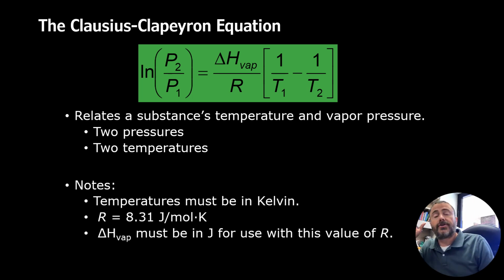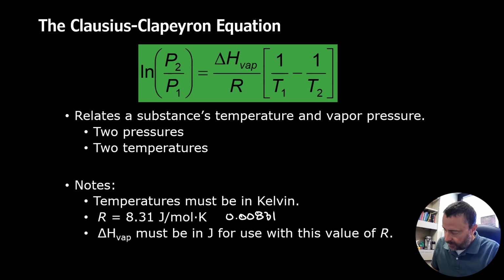All right, your temperatures do have to be in Kelvin. Don't forget to make that conversion or else it's going to be incorrect. The R for this, the gas constant, is 8.31 joules per mole Kelvin, or 0.00831 kilojoules per mole Kelvin if our enthalpy of vaporization is in kilojoules. The enthalpy of vaporization has to be in joules for the first R to work. If it is in kilojoules, you use the other R.